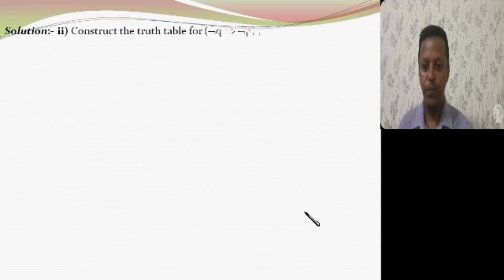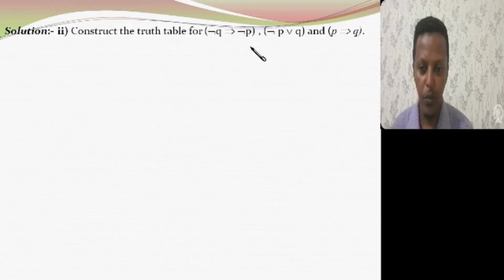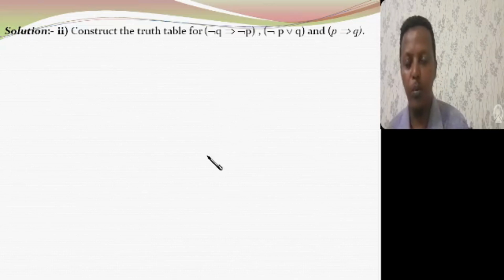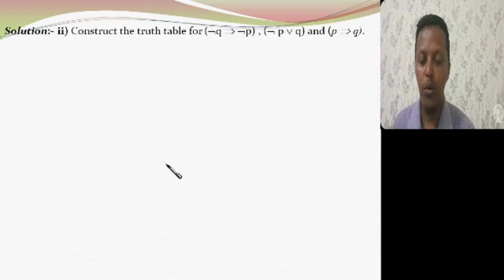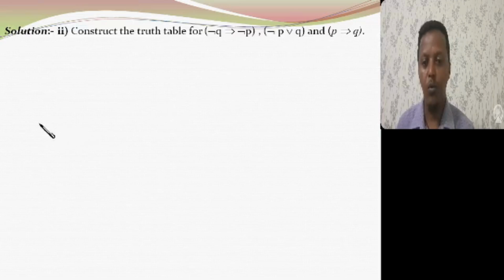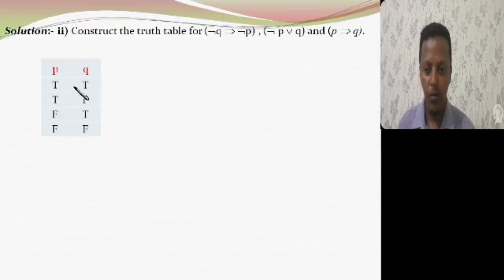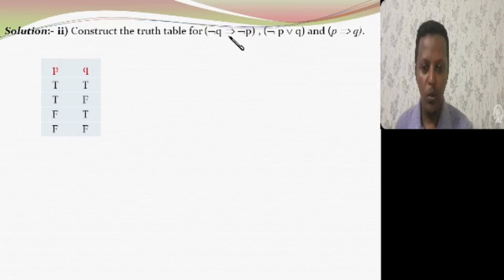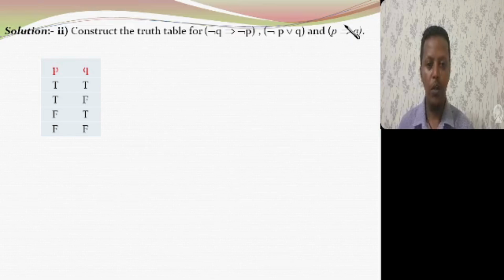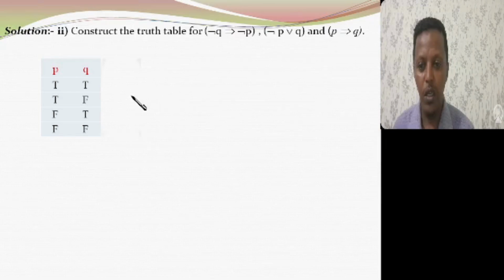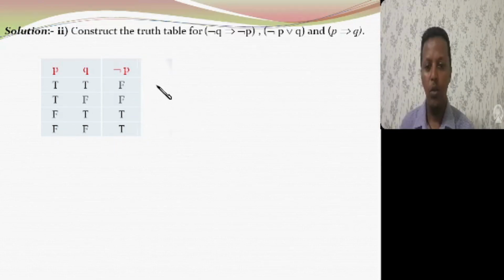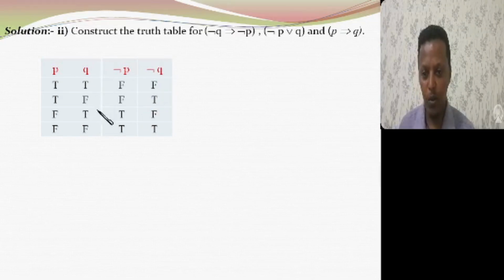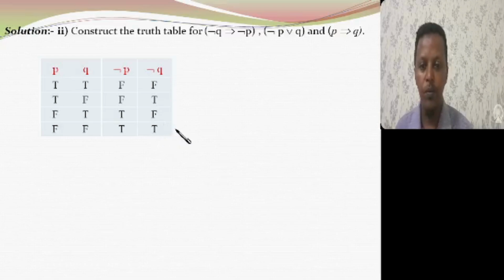Now for the second, we construct a truth table for each compound proposition, but here I'm going to construct one table for the three compound propositions because all three are based on P and Q. So for P and Q, four possibilities. To construct the truth table for each compound proposition, we need the negation of P, which is the opposite of the first column: false, false, true, true. We need negation of what? Q, the opposite of the second column: false, true, false, true.